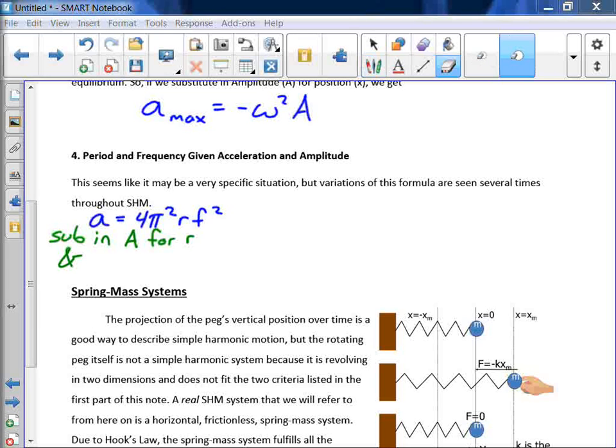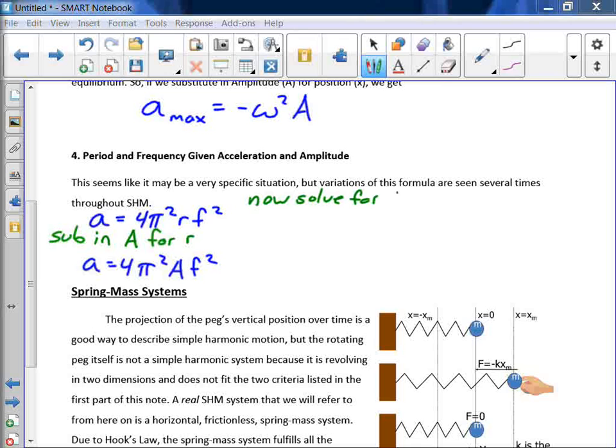That's right, we leave it. Just sub in A for R first. And now we're going to rearrange it for frequency. So, f squared is equal to A divided by 4 pi squared capital A.